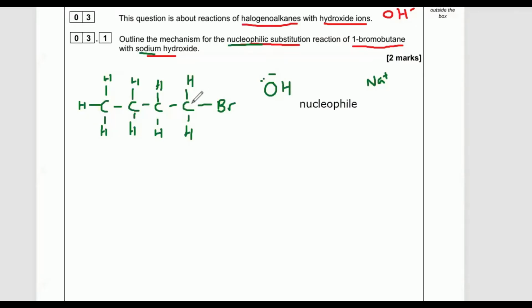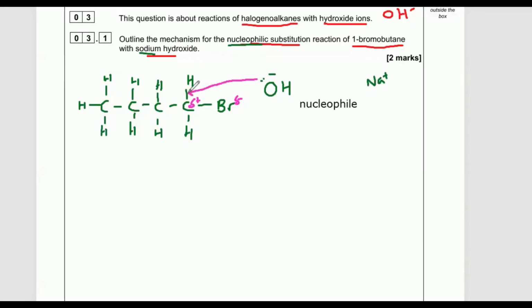Well, the carbon and the hydrogen are similar electronegativity, so not really there. It's going to be attracted here at this carbon, which is delta positive, and the bromine is delta negative. Now, you don't need to use these in mechanisms in AQA, but they're good for your understanding. And this means the lone pair from the hydroxide ion can be donated towards that delta positive carbon atom.